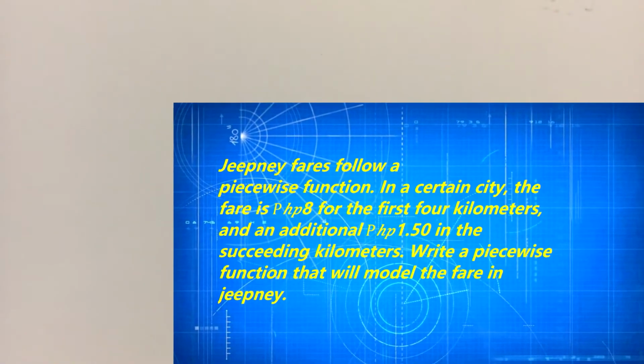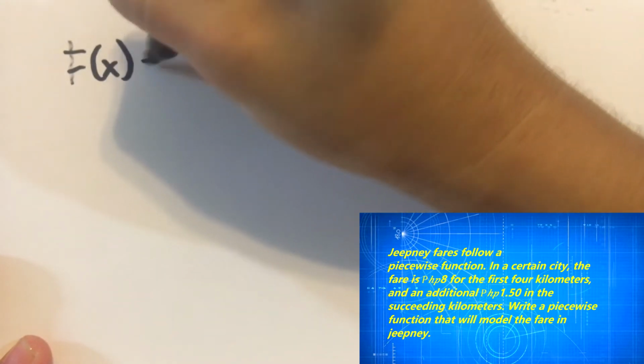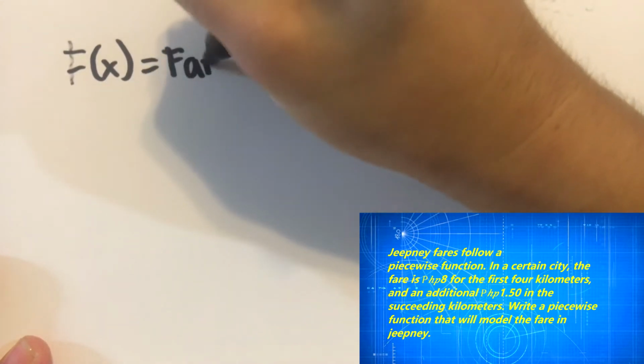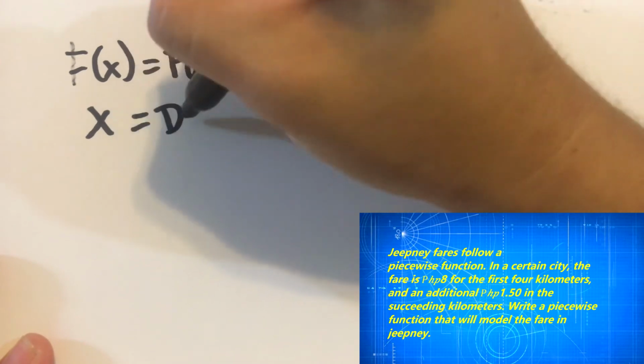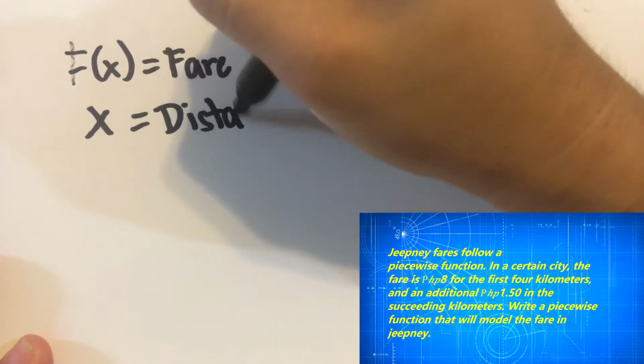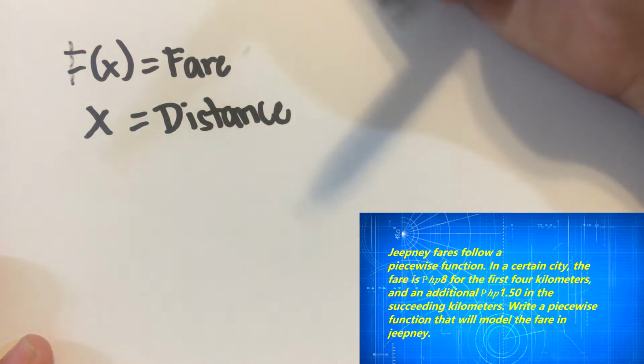To write a piecewise function model, what I'm going to do is basically just analyze the problem. So, first thing is, let f of x be the fare for the jeepney. F of x is the fare for the jeepney. And then, x is equal to the distance covered in kilometers. X is the distance covered in kilometers. So here is our first guide.